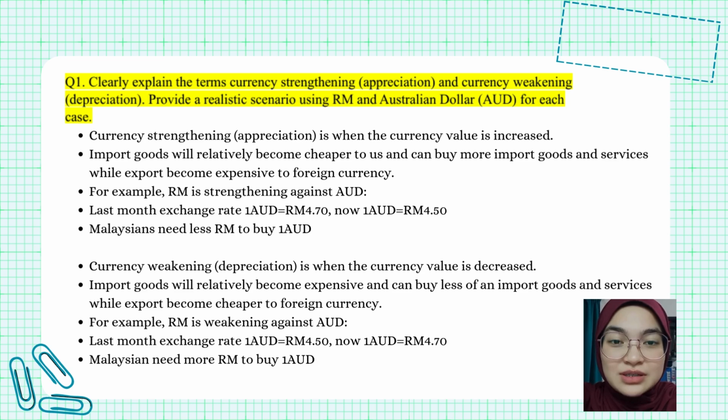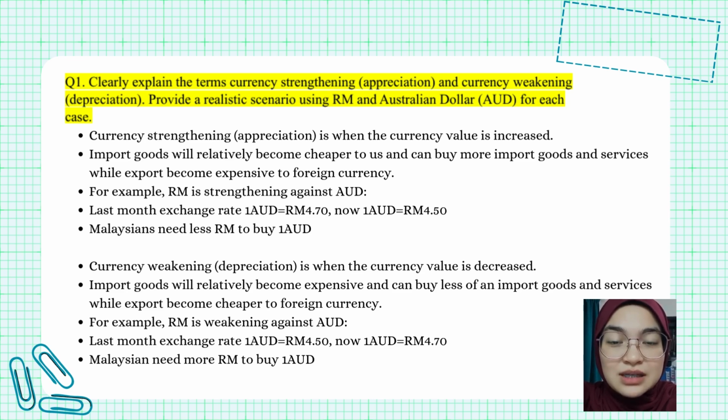Currency weakening or depreciation happens when the currency value is decreased. So imported goods will be relatively expensive and they can buy fewer imported goods and services. And exports will be relatively cheaper to the foreign currency. For example, RM is weakening against AUD.